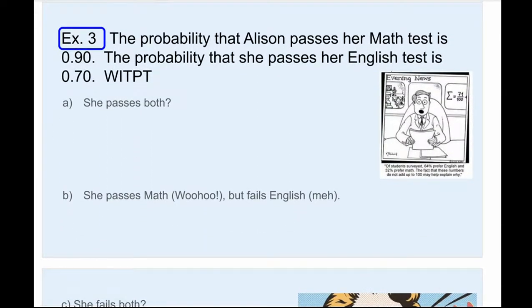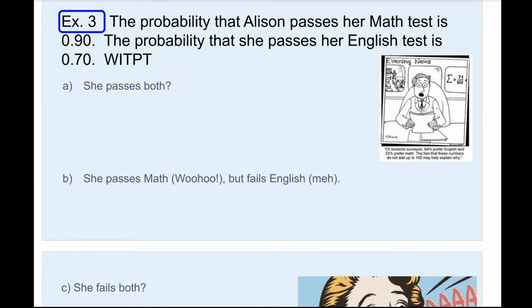Example 3, the probability that Allison passes her math test is 0.9 or 90%. The probability that she passes her English test is 0.7 or 70%. What is the probability that A, she passes both, B, she passes math but fails English, and C, she fails both? So this one I'm going to get you to try on your own.